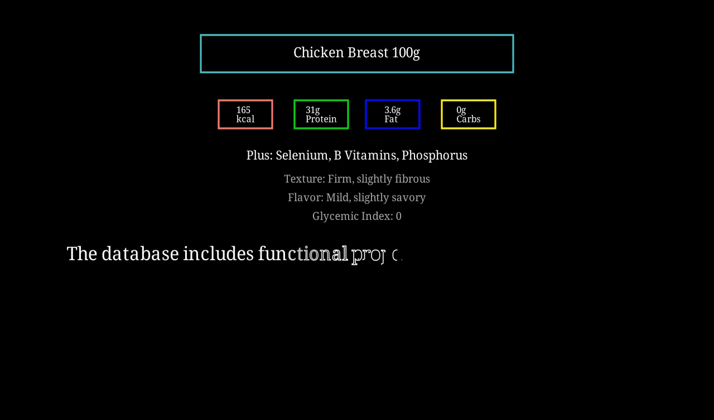The database also includes functional properties. Does this ingredient provide structure? Does it contribute moisture? What are its binding properties? These functional aspects are crucial for maintaining food quality during reformulation.